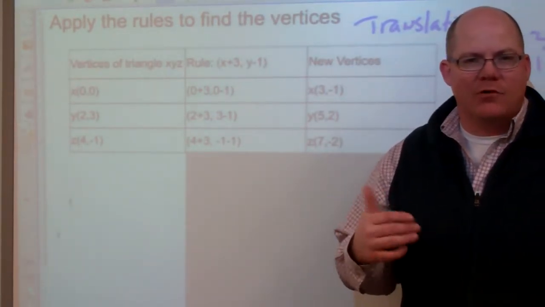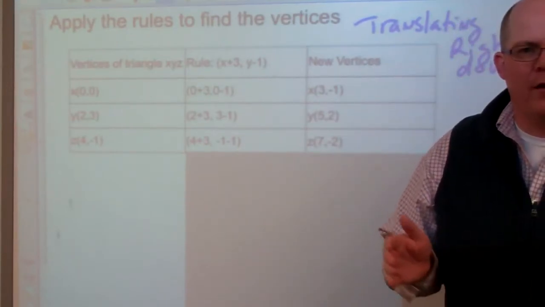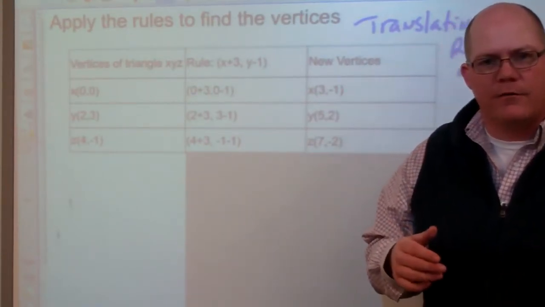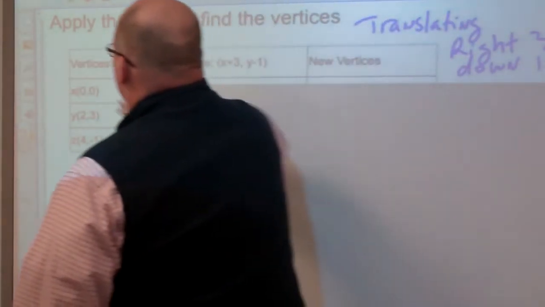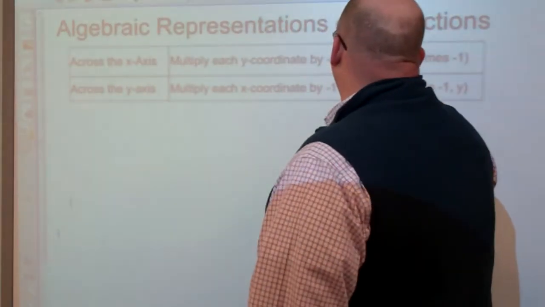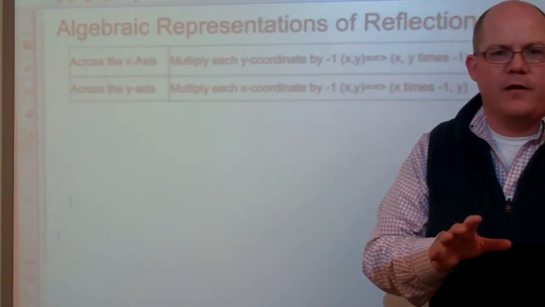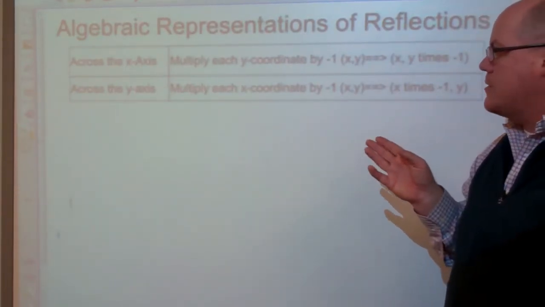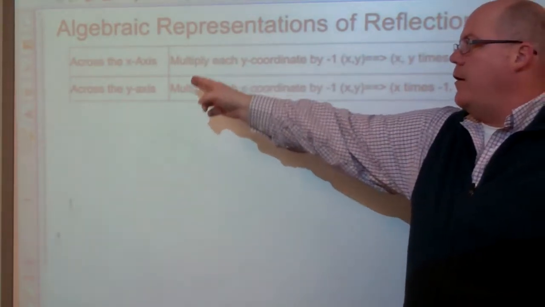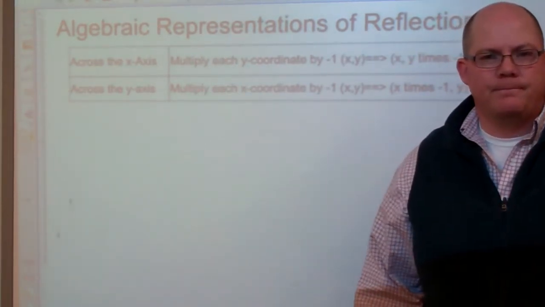We're just adding or subtracting that value to each of the x and y values for all of the vertices of the object or the shape. Let's take a look now at representations of reflection. So again, I'll just pause here for a sec, pause the video so that you guys can copy this down in your notes. Make sure you get the table and write down the rules for the notes.